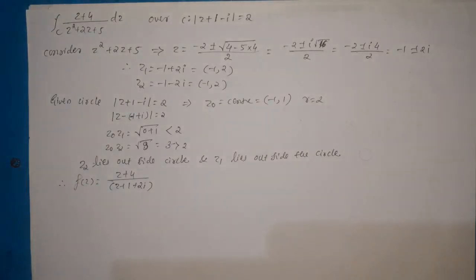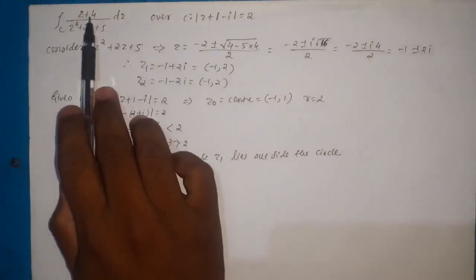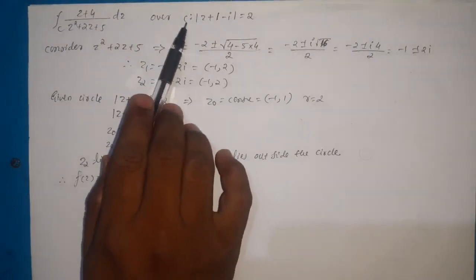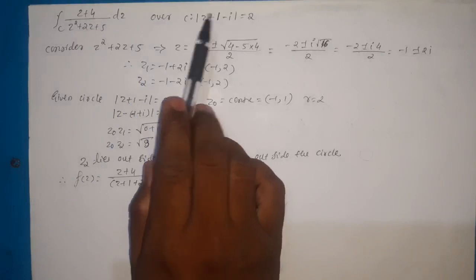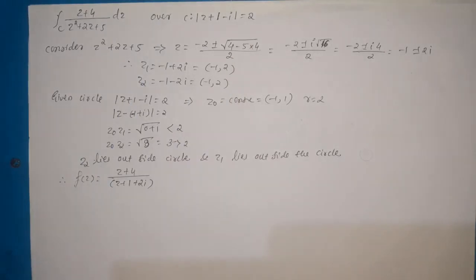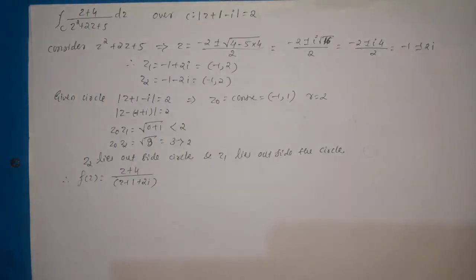Next example, integration over C of (z plus 4) divided by (z square plus 2z plus 5) dz over the circle C such that mod of z plus 1 minus i is equal to 2. So here the denominator of the given integral is a quadratic equation, so now we need to find the factors of that. Here we use the formula z equal to minus b plus or minus square root of b square minus 4ac, divided by 2a.